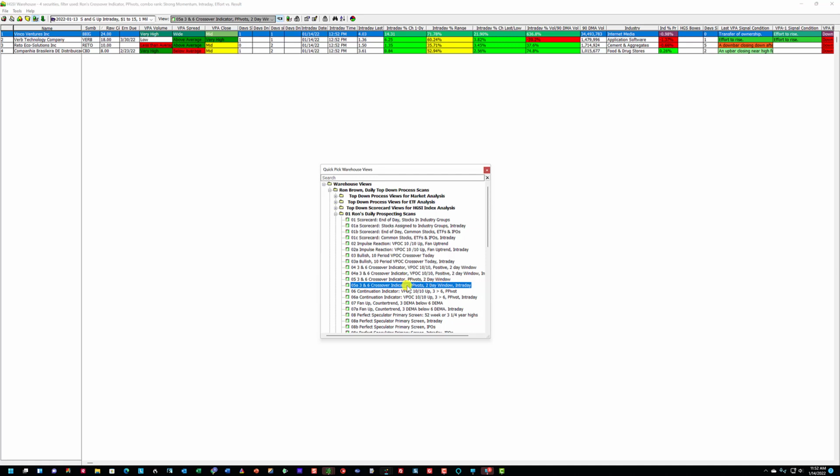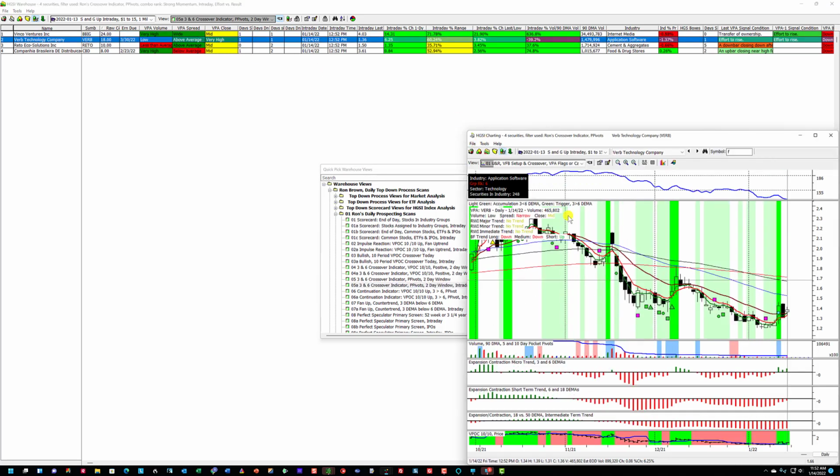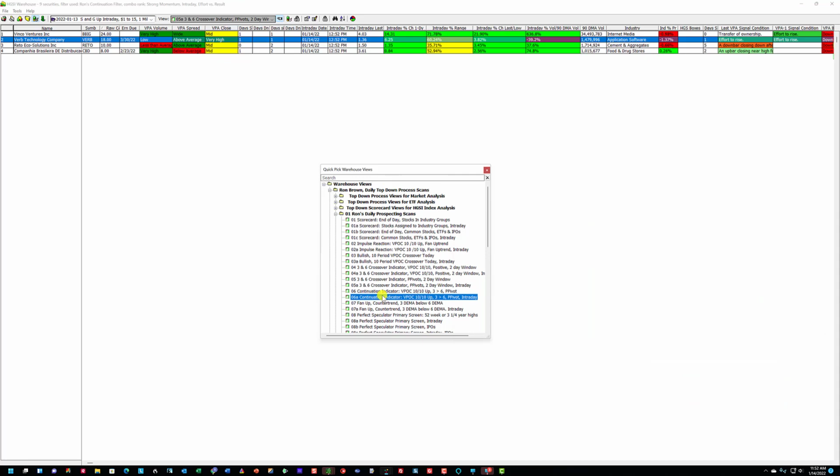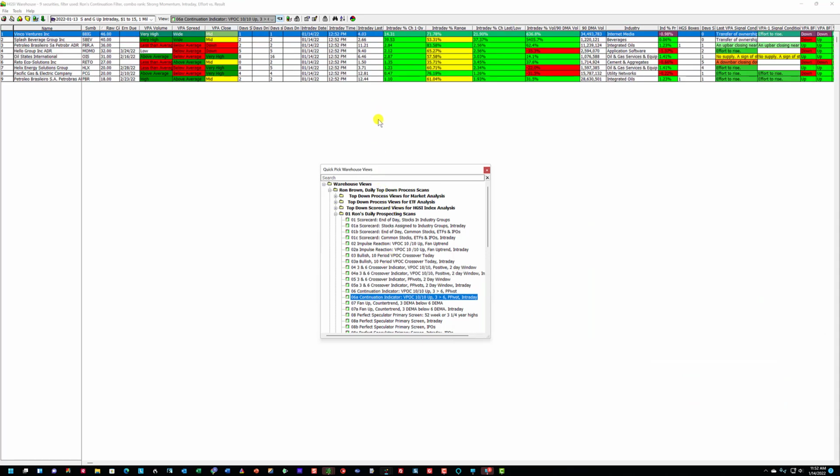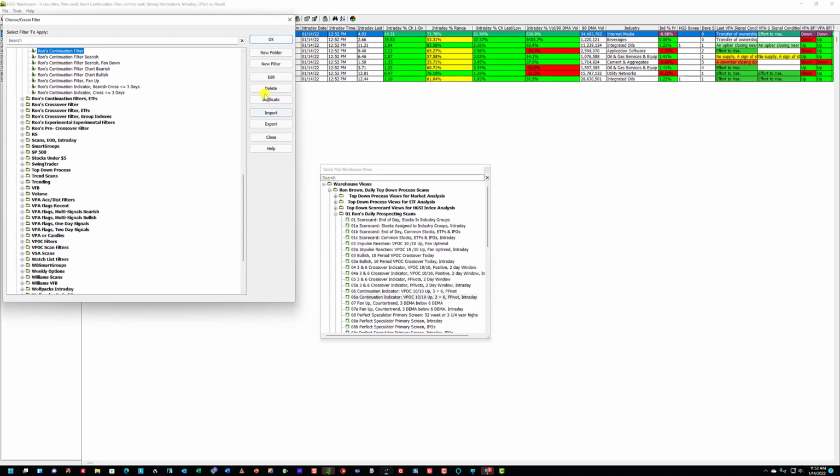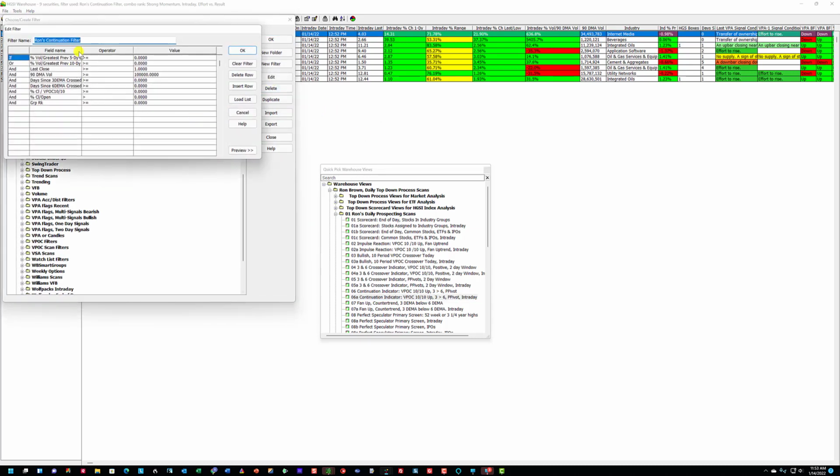This has pocket pivots also. So if I bring up, let's bring this one up. You can see that yesterday there was a pocket pivot. Okay. Continuation indicator. Now the continuation indicator requires a pocket pivot. Well, let's take a look at this filter here. Either a 5 or a 10-day pocket pivot.